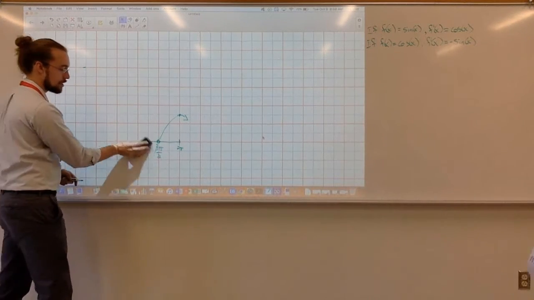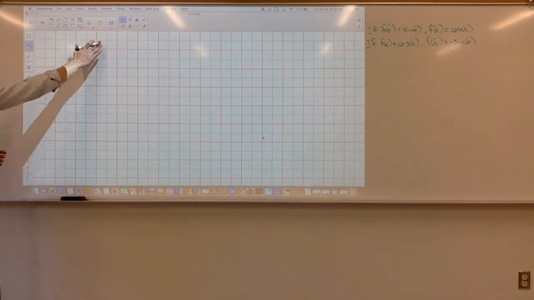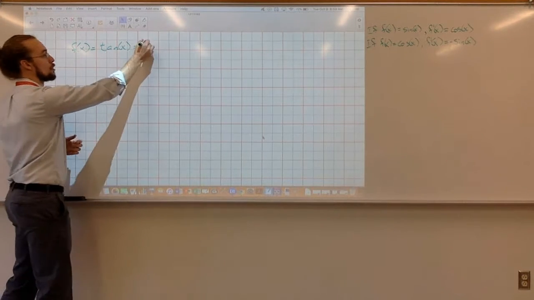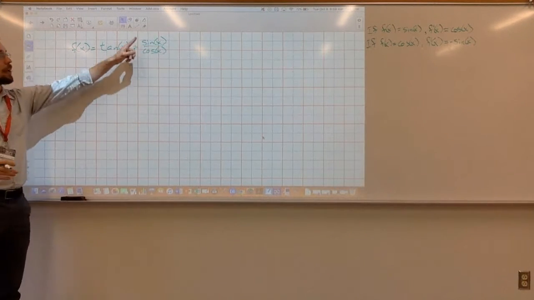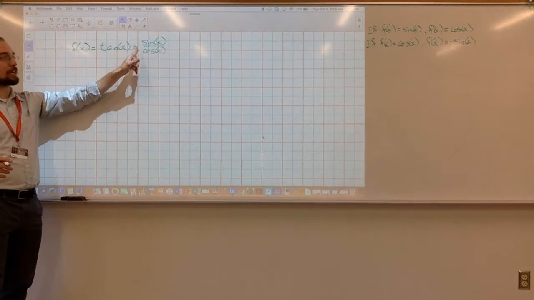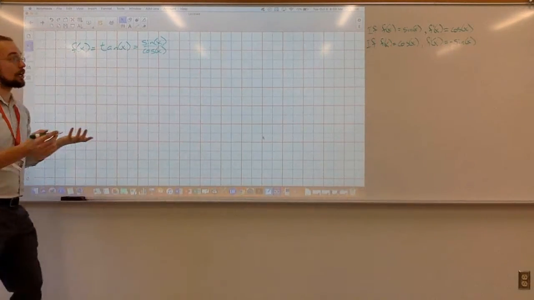How can I write tangent in terms of sine and cosine, since we know the derivatives of sine and cosine now? Sine over cosine. Exactly. So I'm going to say my original function is tangent, and we're going to redefine that to be sine over cosine. Now, if I wanted to take the derivative of a quotient of 2 other functions, how do I do that? Quotient rule, right? So I can take the derivative of tangent using the quotient rule, and we know what the derivatives of sine and cosine will be.